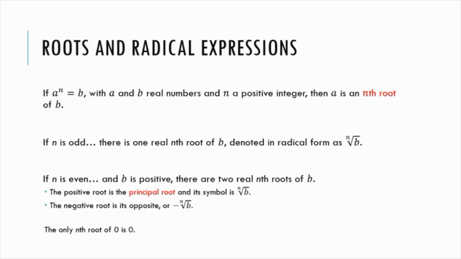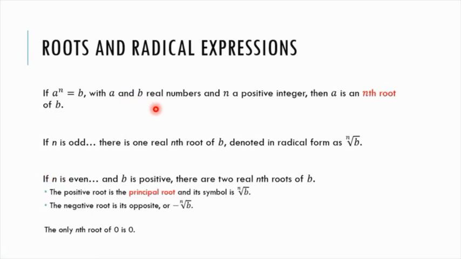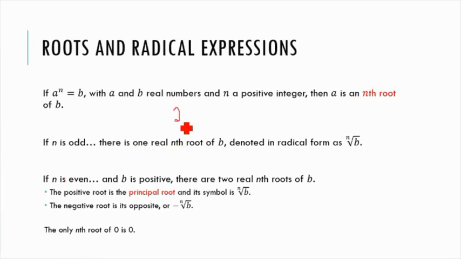If a to the n equals b, with a and b real numbers, and n a positive integer, then a is the nth root of b. For example, I always like to use this example. It's nice and simple. 2 squared equals 4. So 2 is the second root, or the square root, of 4.